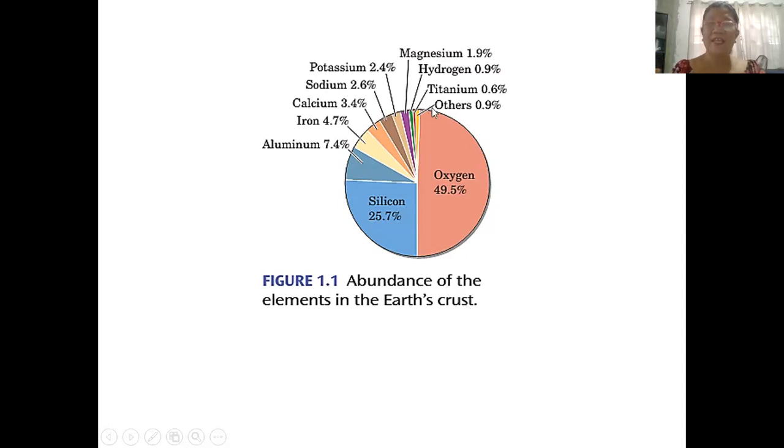Then traces of these elements are aluminum, iron, calcium, sodium, potassium, magnesium, hydrogen, titanium, and others. So these are the composition of the elements in the earth's crust: oxygen is the most abundant, followed by silicon, then aluminum, then iron.